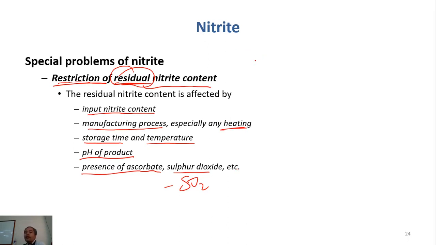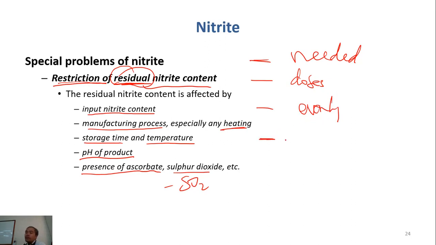By what? Only use when needed. And you follow strictly the food regulation on the permitted level, on the dose which is permitted to use. And when you use it, you have to be sure that the chemical is distributed evenly in the food. You also have to consider other factors that may influence nitrite, like the heating, the salt, storage time, storage temperature, and you can use some antioxidant to reduce the formation of nitrosamine, like ascorbate. You can use it in combination with ascorbate to lower the possibility that this can form nitrosamine. Okay, great.